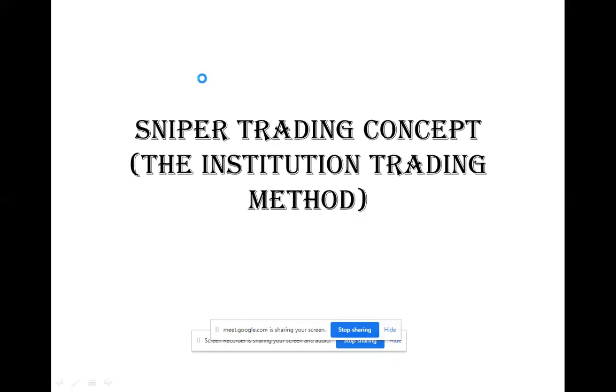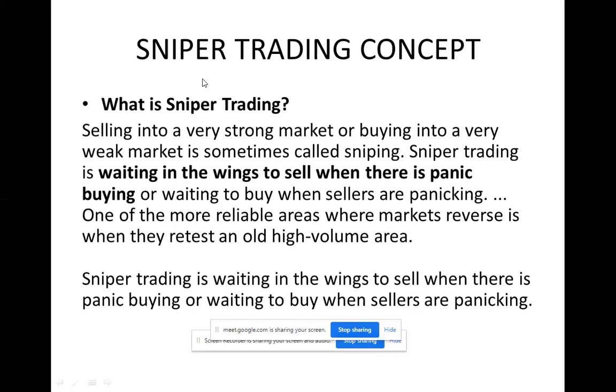Now, when we talk about the sniper trading concept, what is sniper trading? We know that sniper trading is selling into a very strong market or buying into a very weak market, and sometimes it's called sniping. Okay, you sell into a very strong market or buy in a very weak market. It's called sniping.